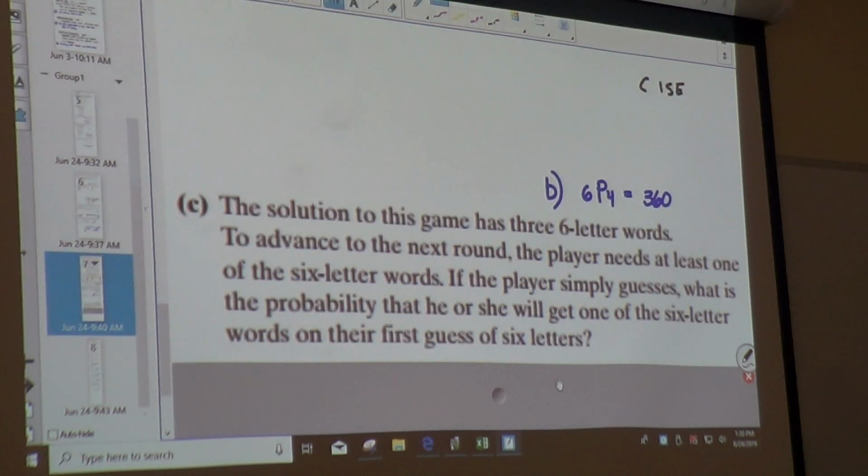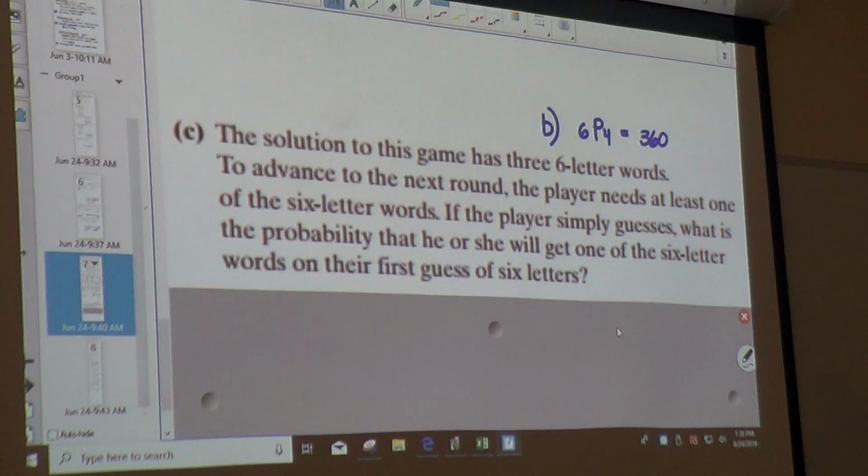The solution to the game has 3 6-letter words. To advance to the next round, the player needs at least 1 of the 6-letter words. If the player simply guesses, what is the probability that he or she will get 1 of the 6-letter words on their first guess of 6 letters? Read through it again.